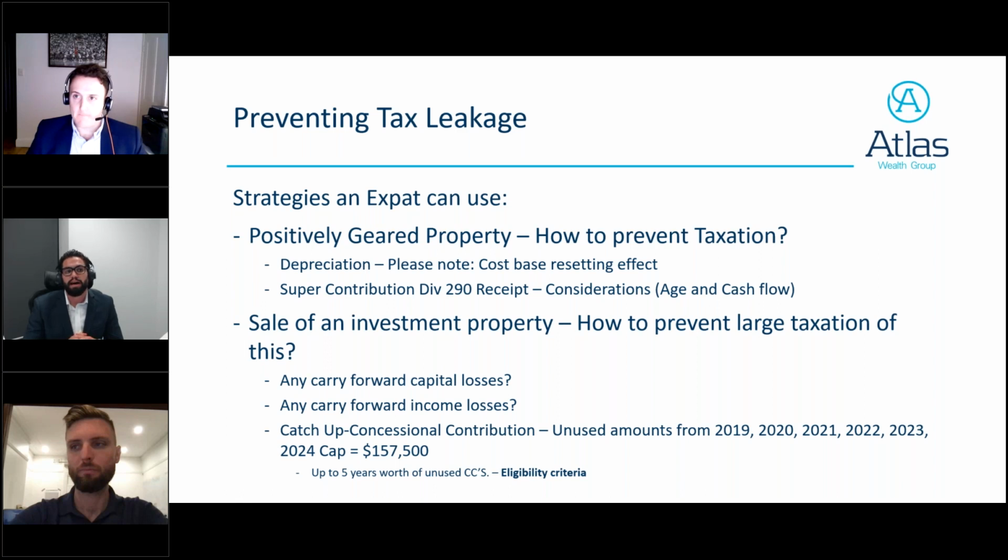But often it's a case where we have a positively geared property, so the net income is higher than the relative tax deductions, and then we end up paying a rather large amount in income tax.